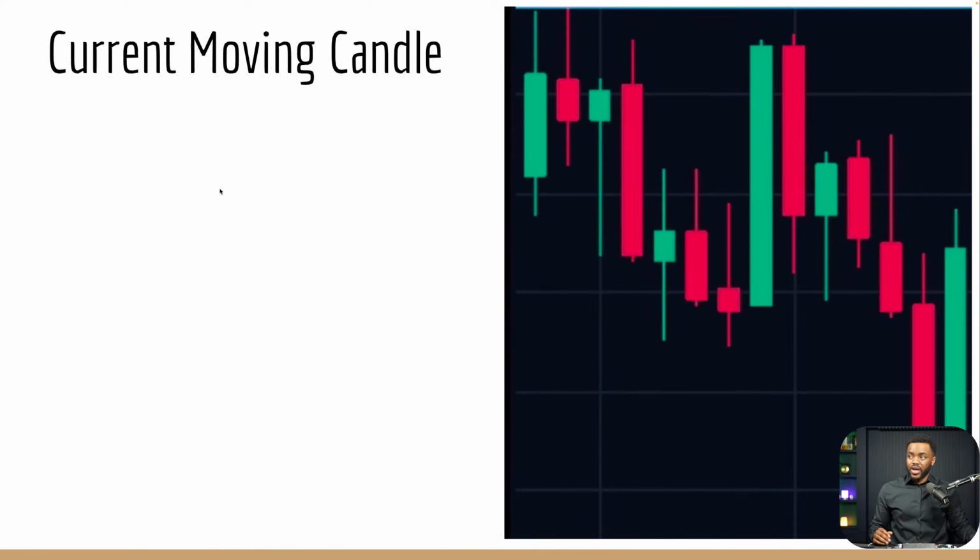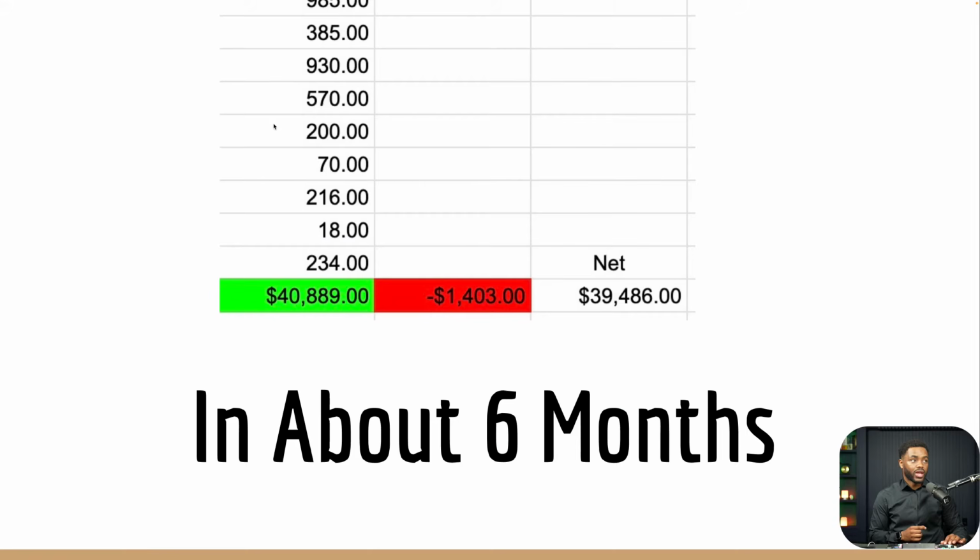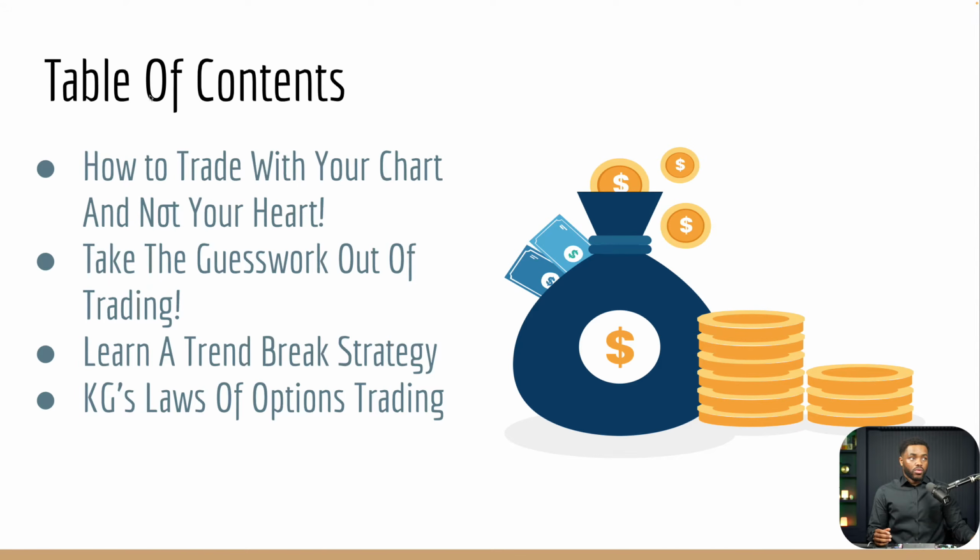What you need to identify when you're starting with this strategy that you're learning, a breakout strategy, is the current moving candle. The current moving candle. And we'll start there, but I also want to show you the table of contents. What you're going to learn here is how to trade with your chart and not with your heart. We want to take the guesswork out of trading so you can learn a trend break strategy, and you're going to see KG's laws of options trading.